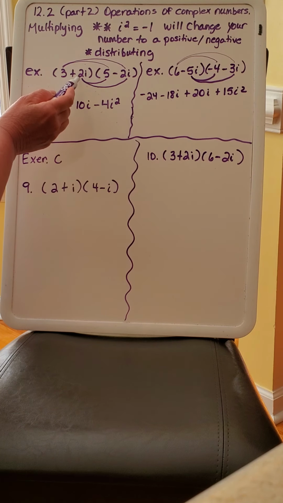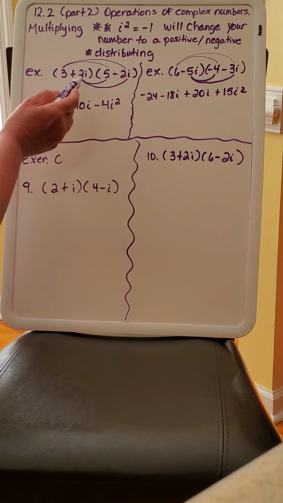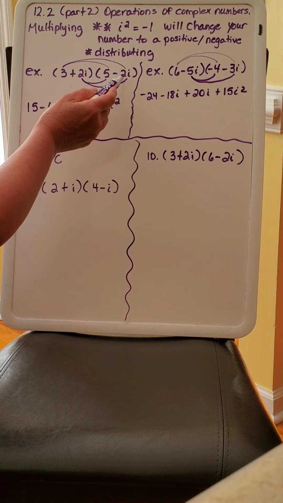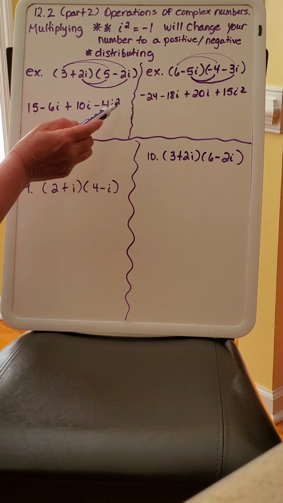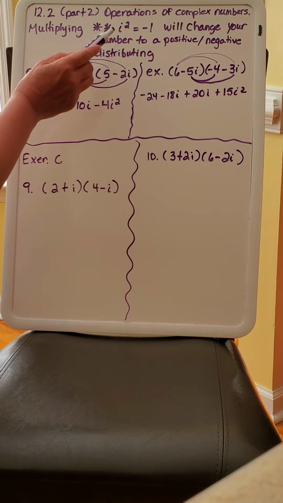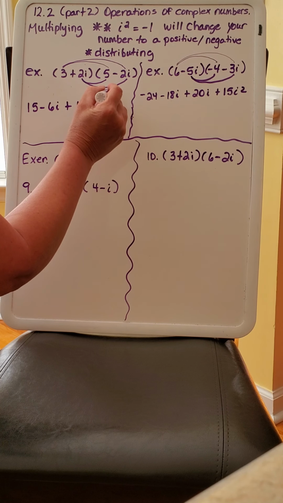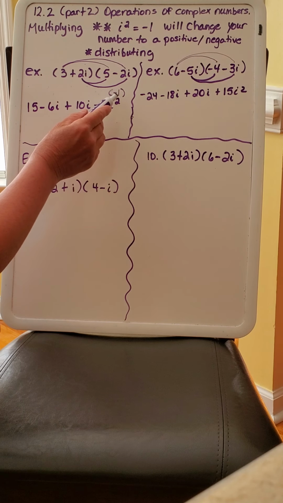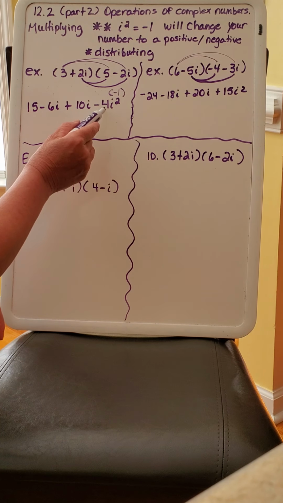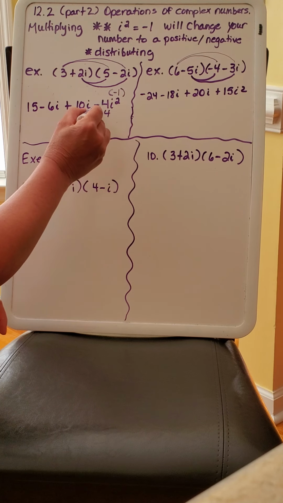Alright, then I go back to 2i times 5, I will get 10i, and then 2i times negative 2i, and I get negative 4i squared. Okay, so here's where the i squared is going to come into play. Remember, I told you up here, i squared is equal to -1. So you have to take that -1 and multiply it by the -4. Alright, and that's going to change it to plus 4.